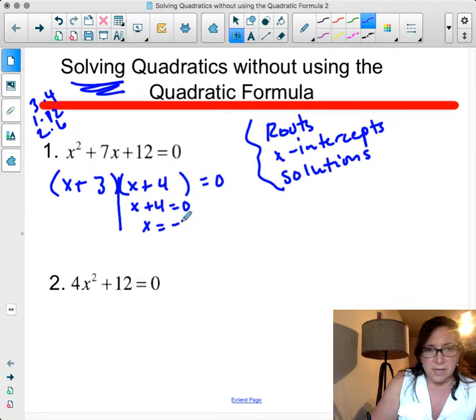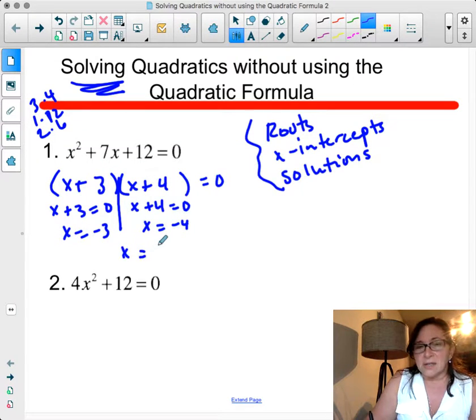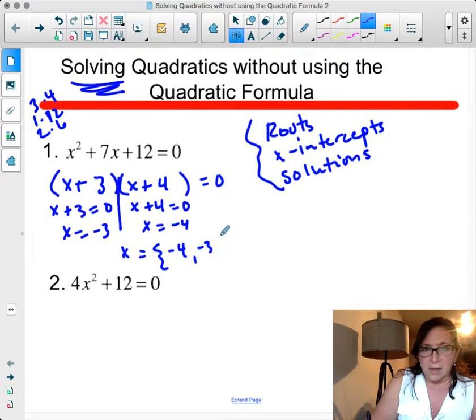You have x plus 4 equals 0, so x equals negative 4. You have x plus 3 equals 0, so x equals negative 3. Put your answers in solution sets because these are solutions. So negative 4 and negative 3.